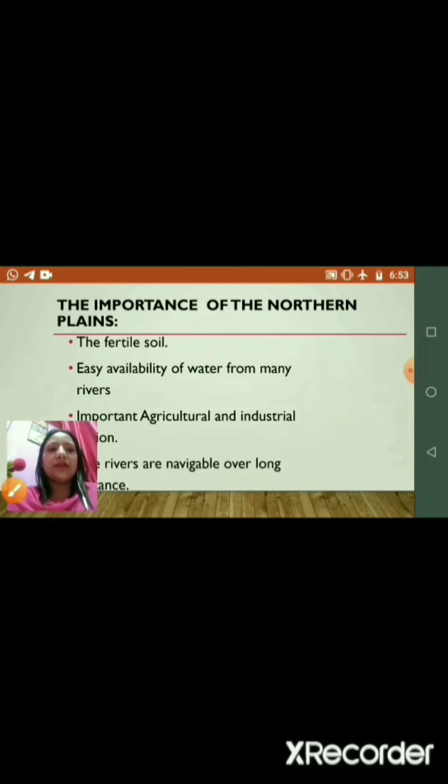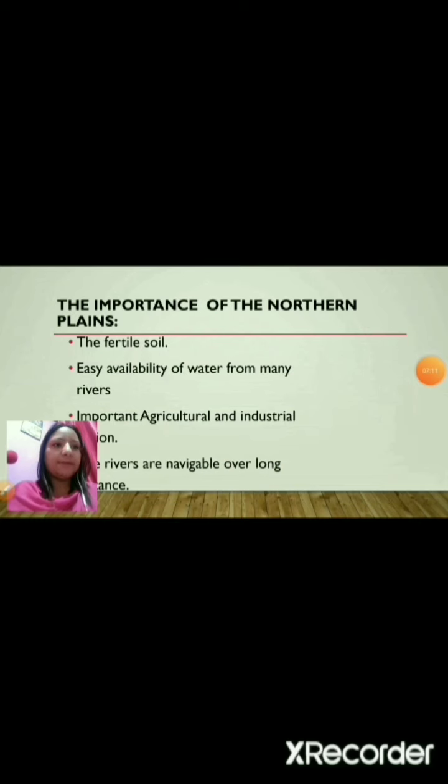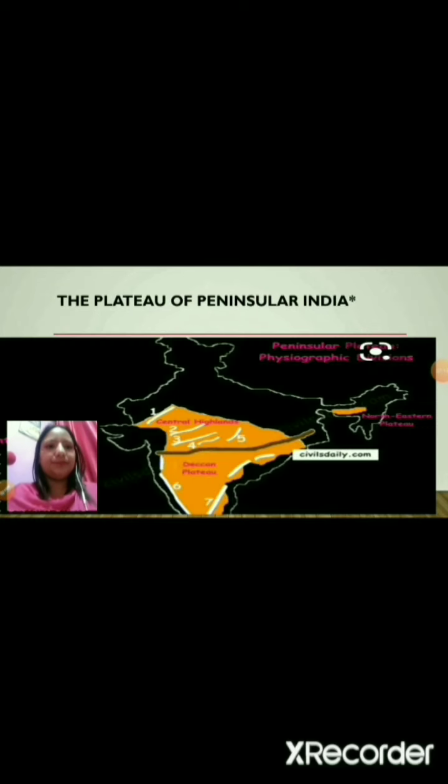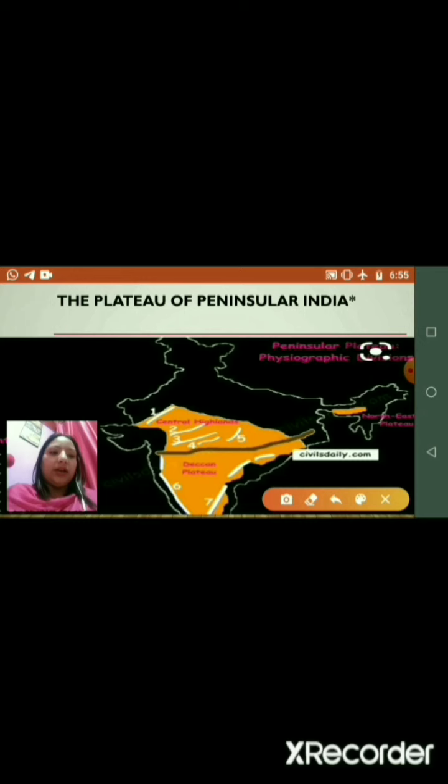Now next we have the plateau of peninsular India. The plateau of peninsular India lies south of the northern plains. This is the largest physical division of India, roughly triangular in shape, as you can see. It lies parallel to the Indo-Gangetic valley, with its apex pointing towards the southern tip of the country.